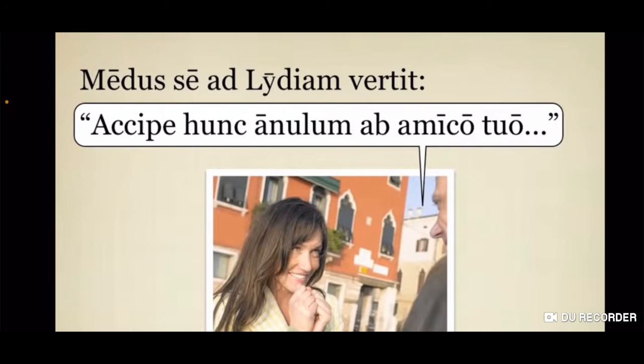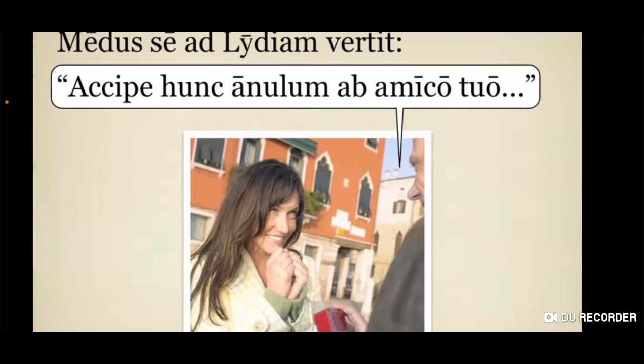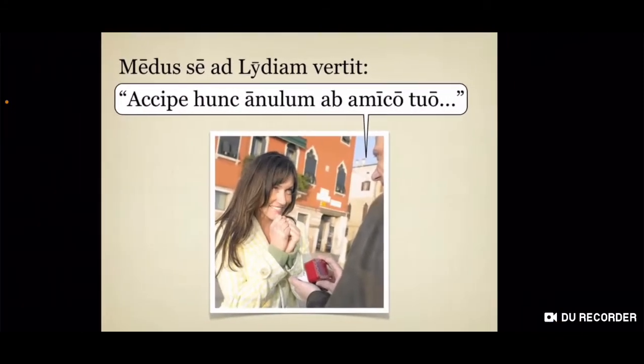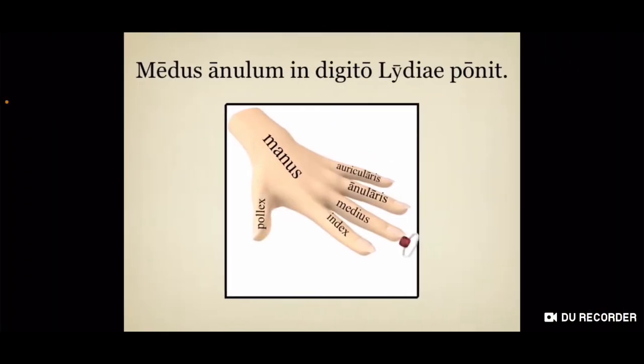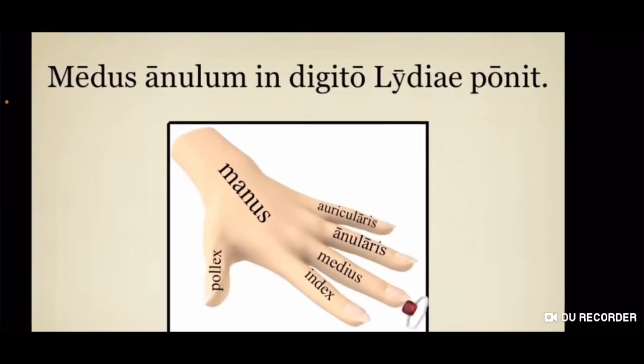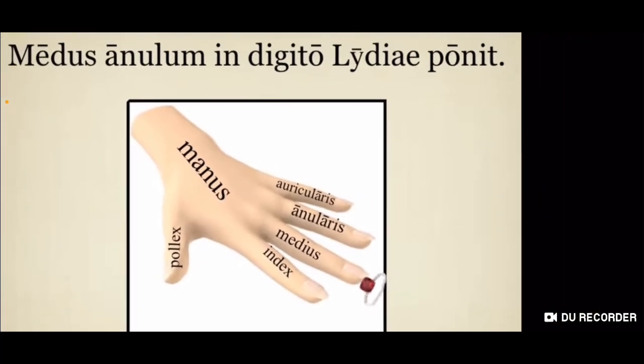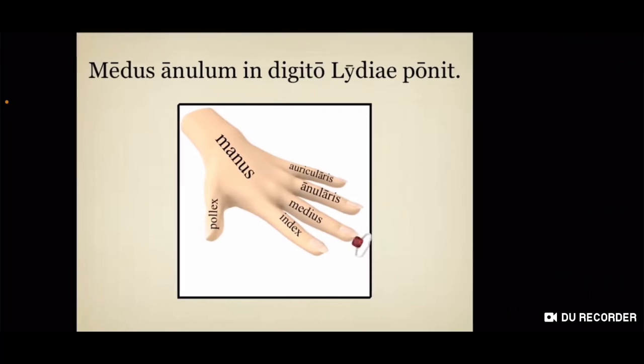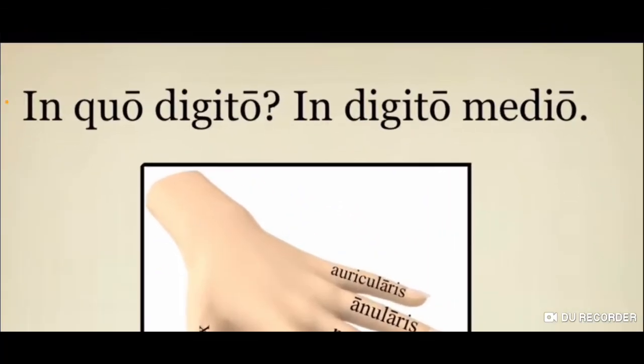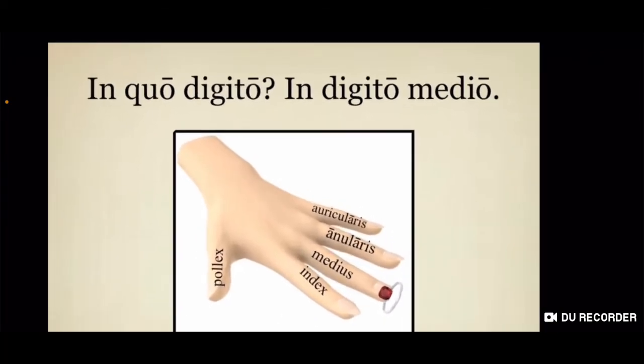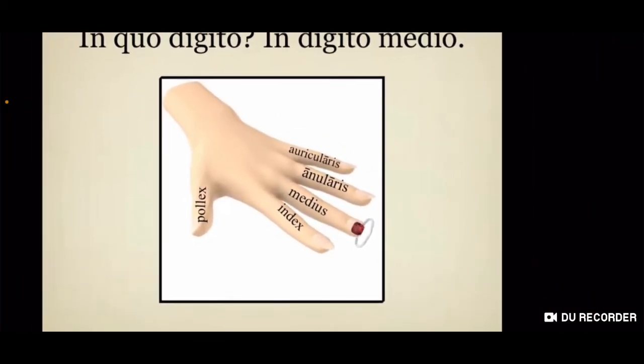Medus se ad Lydiam vertit. Medus turns himself to Lydia and says, Accipe hunc annulum ab amico tuo. Receive this ring from your boyfriend. Medus annulum in digito Lydiae ponit. Medus puts the ring on the finger of Lydia. In quo digito, on which finger? In digito medio, on the middle finger.